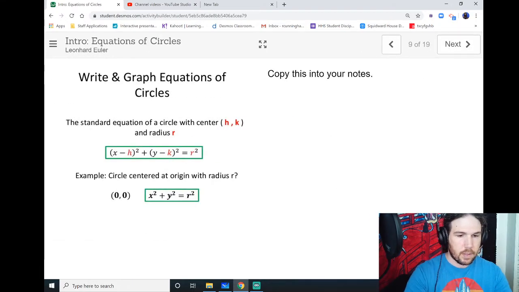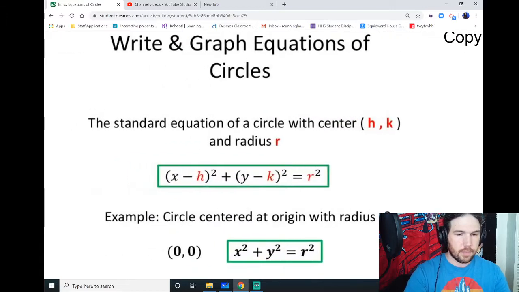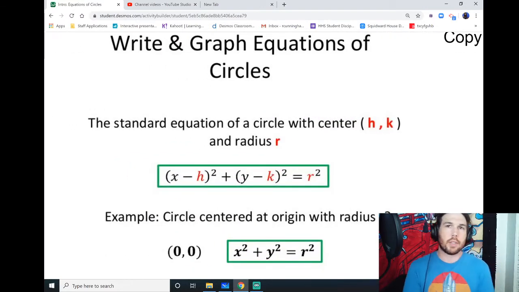Okay, this says copy into your notes. So I'm going to sit and stare awkwardly at the camera for a moment, and those of you who watch this later, hopefully you will pause the video here and write this in your notes.